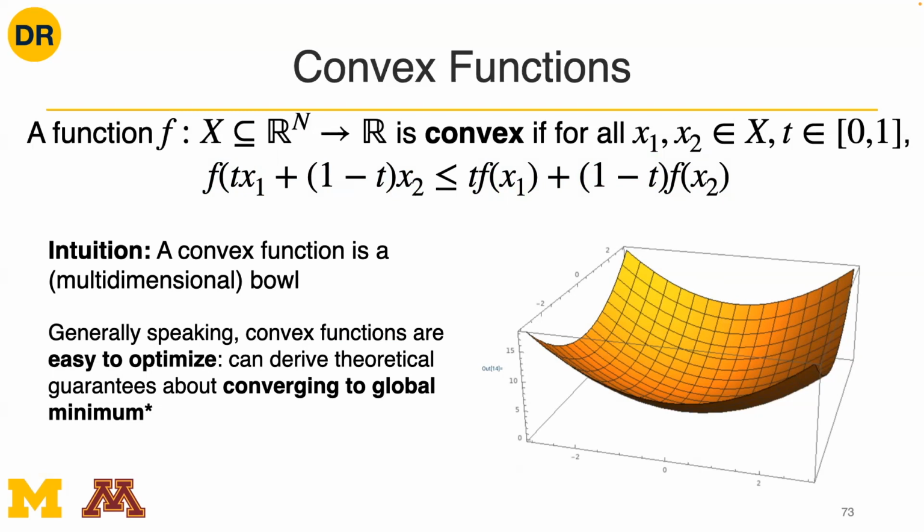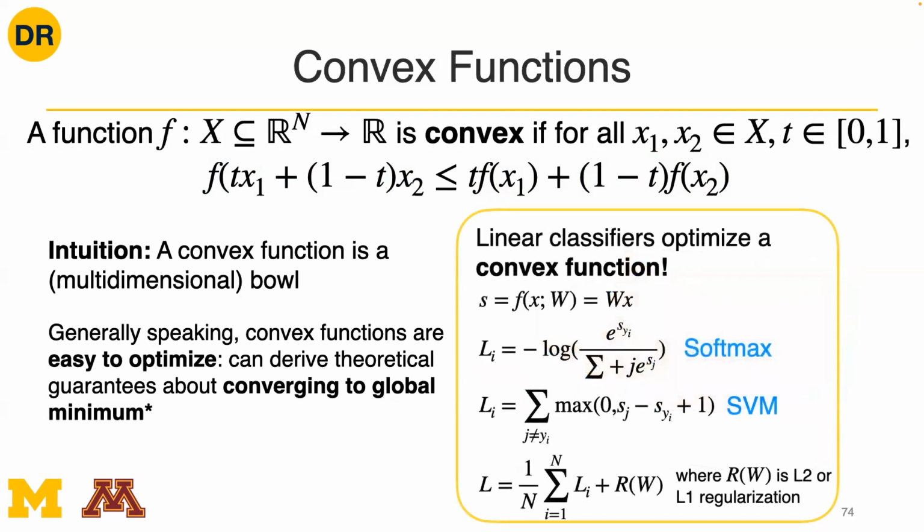So this is really nice because if you recall from the last lecture, the training of all of our neural networks is ultimately an optimization problem. So it would be very nice if the loss functions that we have for training our neural networks were convex functions, because we could potentially guarantee that we'll find the optimal parameter setting for our neural networks. As a nice example, linear classifiers are optimizing a convex function in the cases that we've looked at.